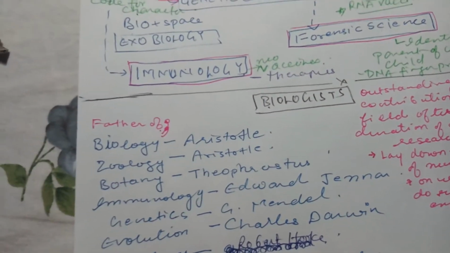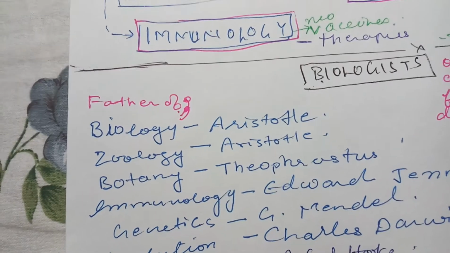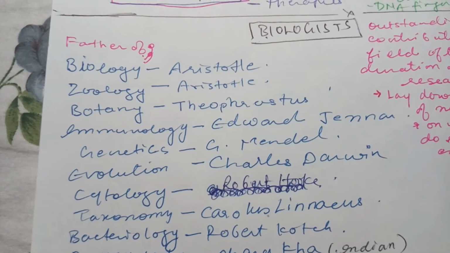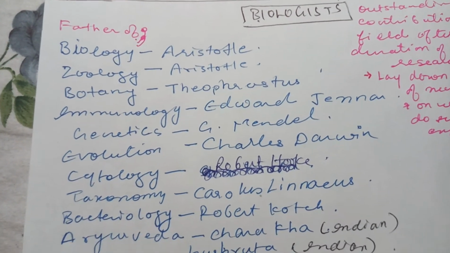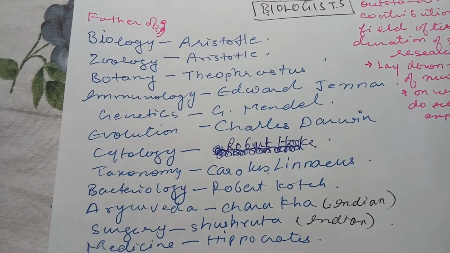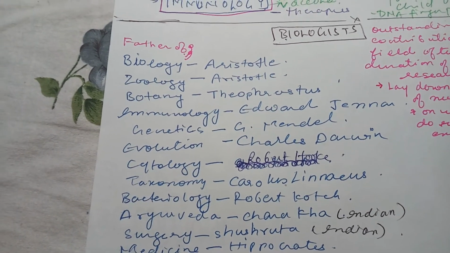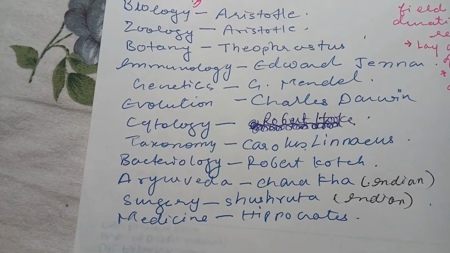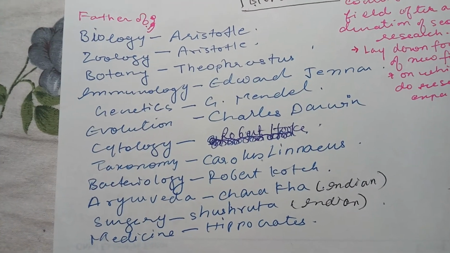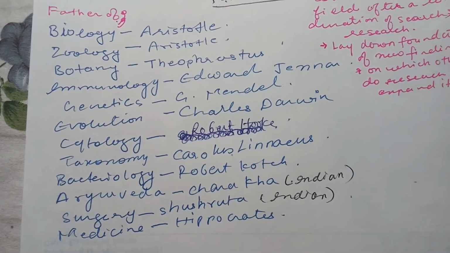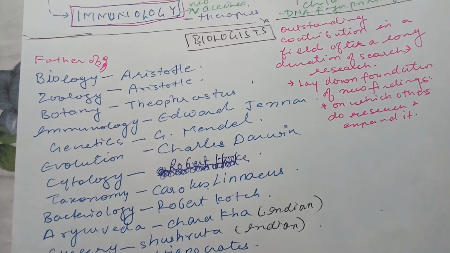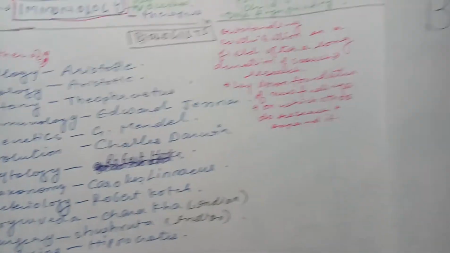Like we can say father of biology Aristotle, father of zoology Aristotle, father of botany Theophrastus, father of immunology Edward Jenner, father of genetics Gregor Mendel, father of evolution Charles Darwin, father of cytology Robert Hooke, father of taxonomy Linnaeus, father of bacteriology Robert Koch, father of Ayurveda Charak, father of surgery Sushruta, father of medicine Hippocrates, and there are so many fathers that you are going to explore in your syllabus. So you should read about them, you should get inspired by how they did their research, and why they are called father of a particular subject.